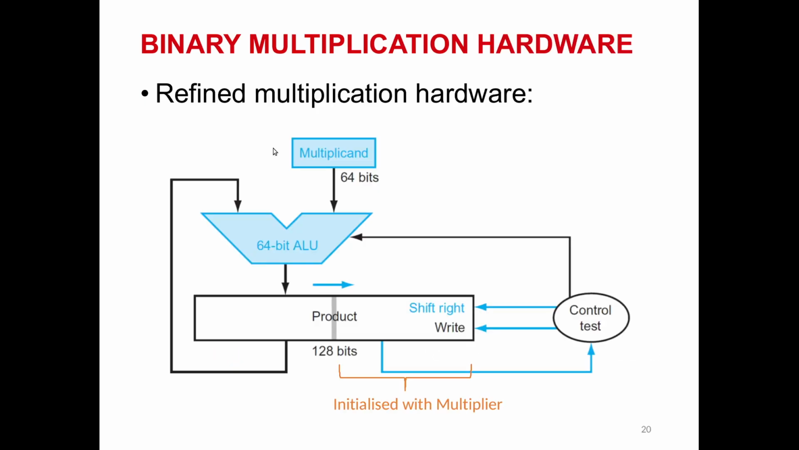And so here is the upgrade of the multiplication hardware. As I told before, our product register here will be divided into 2 parts. The left side is used as the initial for the product, while the right hand side will be used for the multiplier.